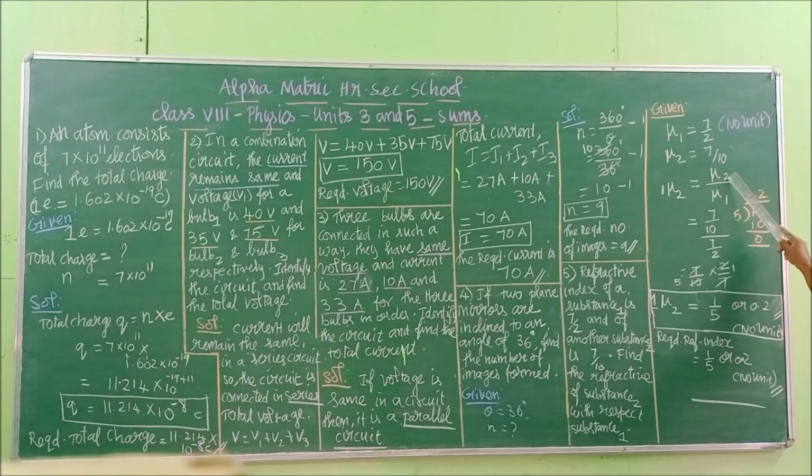What is your mu2? 7 by 10. What is your mu1? 7 by 2. So this is division. When this fraction is going up, it goes as reciprocal multiplication. So 7 by 10 into 2 by 7. Right? So 7 will get cancelled. 2 ones are 2 and 2 5s are 10. So what is your answer? Here 1 is there and here 5 is there. So the refractive index of the second substance with respect to the first substance is equal to 1 by 5.